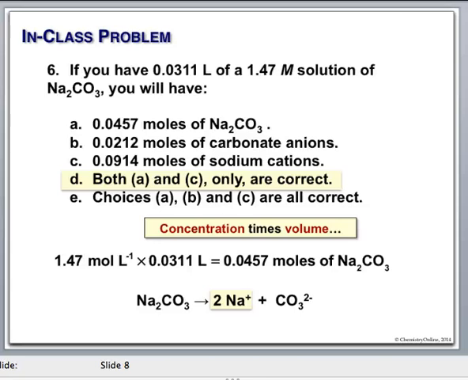B is not correct. Once again, if we had 1 mole of sodium carbonate, we would get 1 mole of carbonate. If we have 1 mole of sodium carbonate, we have 2 moles of sodium. So the concentration has to double for this and be the same for this. Think about the little flash thingy. They separate, they bounce around.